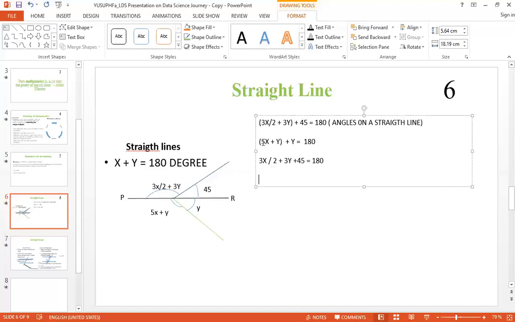Now look at this. We have 5x plus y plus y. We're having 2y's there. That's going to give us 5x plus 2y. I got that 2y from this y and this y. And that's going to give me what? Equals 180. Okay?